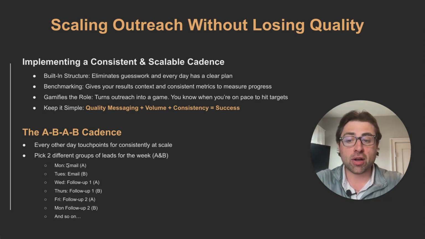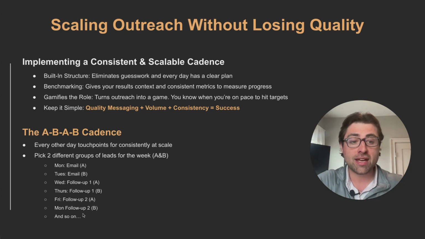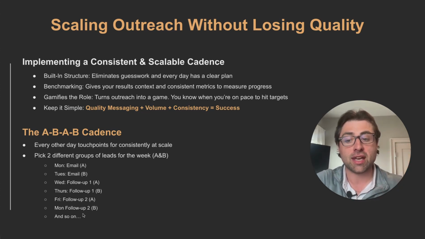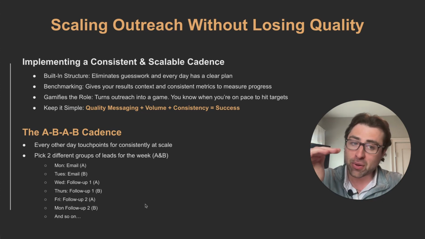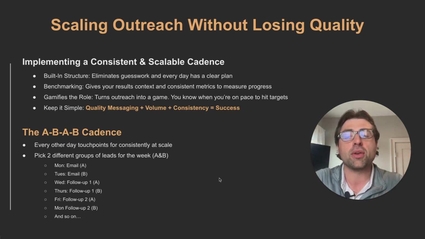B, and Monday you email group A, Tuesday you email group B, Wednesday you send the first follow-up to group A, Thursday you send the first follow-up to group B, Friday follow-up 2 to A, Monday. So it's every other business day you're sending the next email in the cadence. So rather than just bullet pointing this out, I'm actually going to show you what this looks like on the calendar because I think it'll help you in terms of visually picturing how you're going to do this.